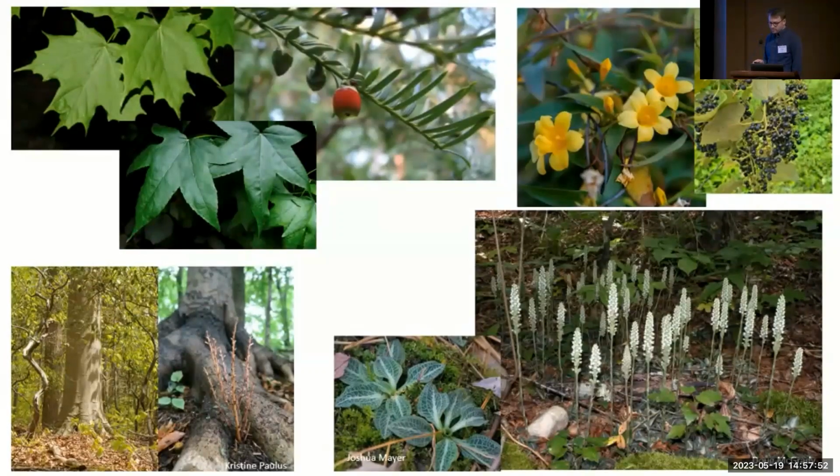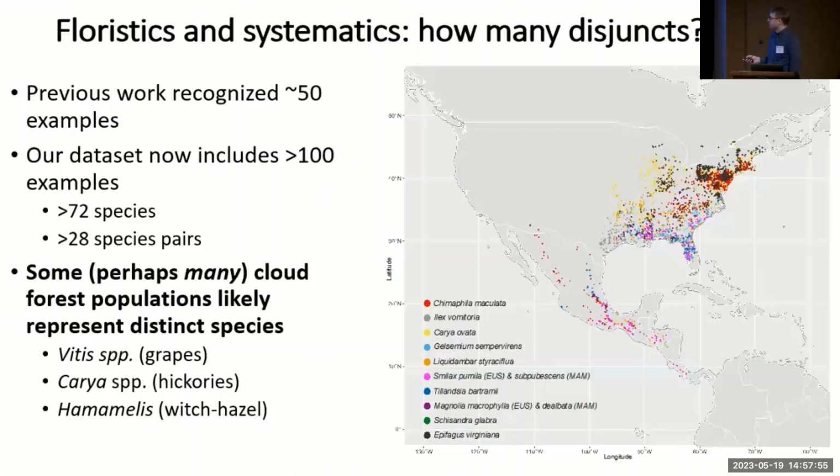And then an important point about the diversity comprising this disjunction pattern is that many of the cloud forest populations might represent distinct undescribed species. And this is particularly true in grapes, hickories, and witch hazel. But this is really kind of an open question.